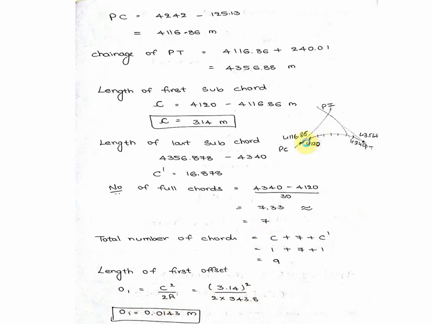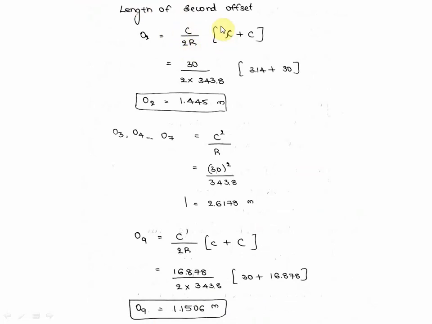Next, offset 2 is c by 2R into (small c plus capital C), where capital C is the current chord length, that is O2 chord 2 length, and small c is the previous chord, that is O1 chord 1 length. So 30 by 2 into 343.8 into (3.14 plus 30). So you will get 1.445 meter.